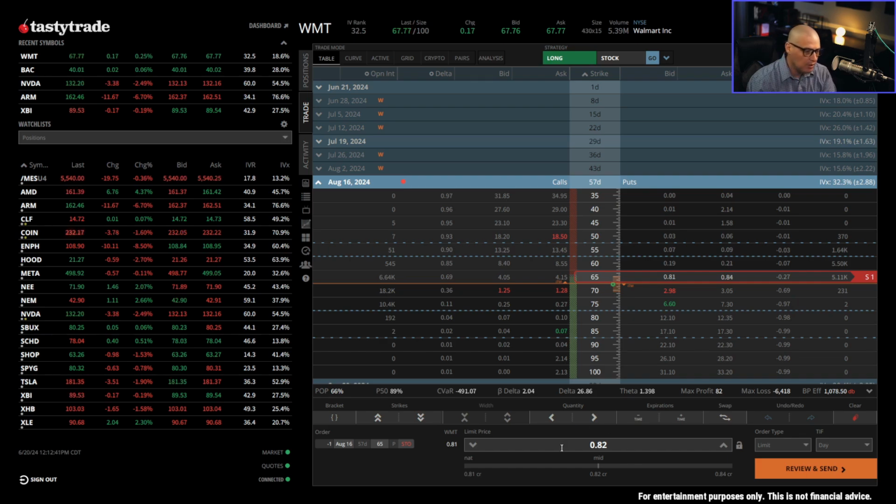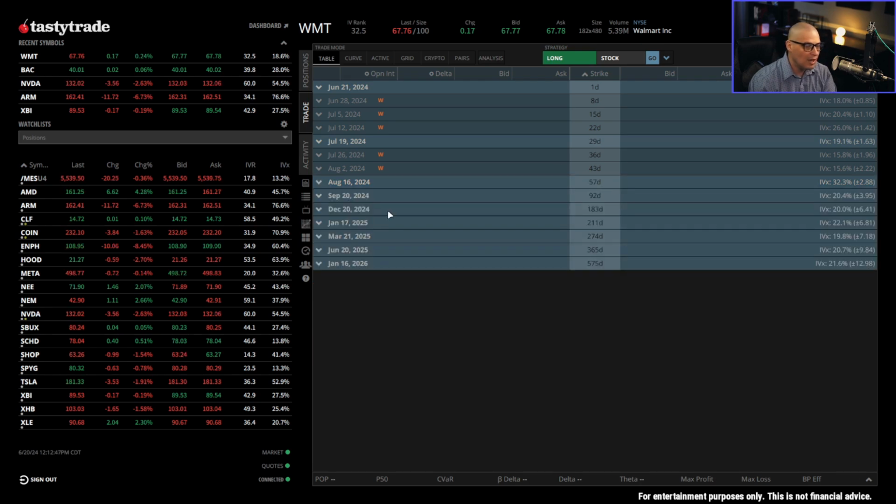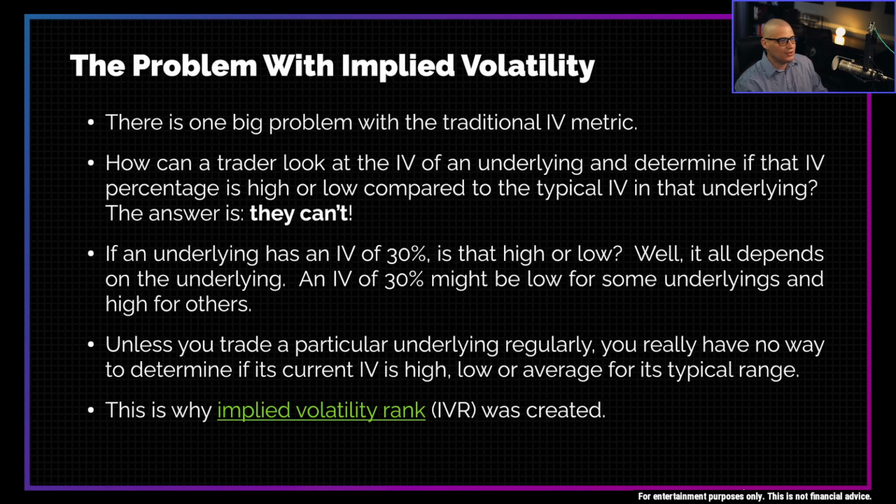But for Walmart, I'm only receiving 82 cents, right? So again, these low IV stocks, they're just not worth my time. So now that we've discussed IV, we should discuss IVR, because there's a couple of different IV metrics. There's your implied volatility, the actual IV, and then we have something called IV rank.